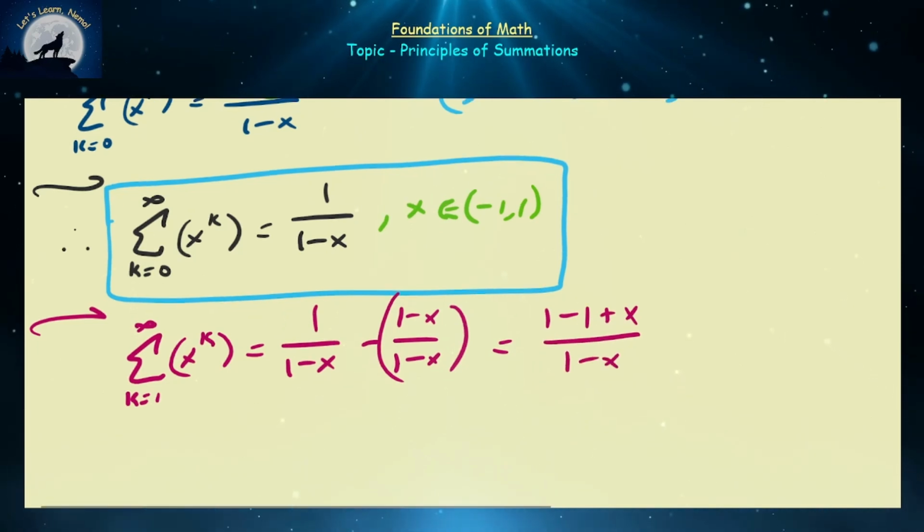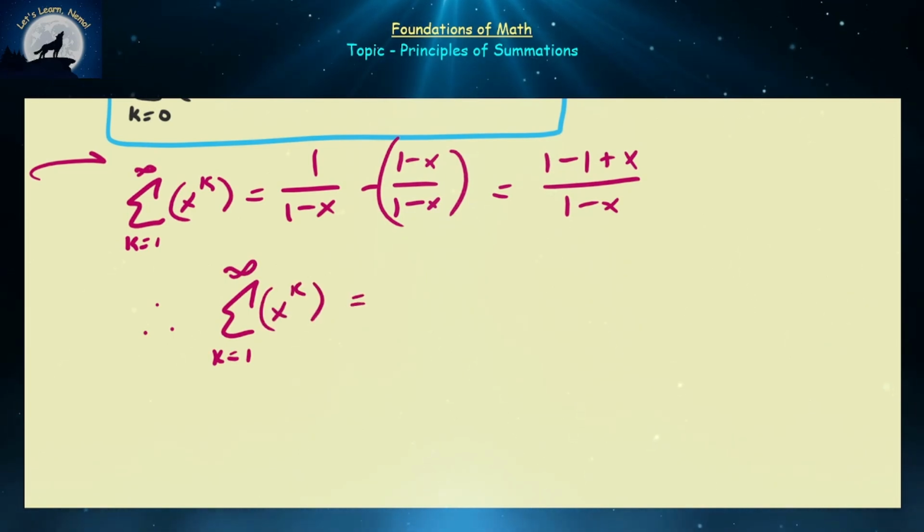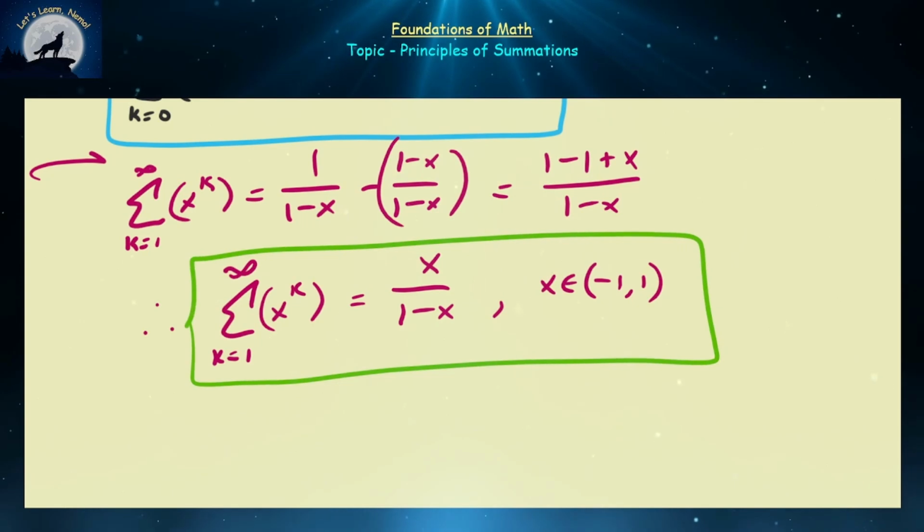We see that our 1's do cancel, so we get the final result that the sum from k equals 1 to infinity, the infinite geometric series with common ratio x, is just going to be equal to x over 1 minus x. And again, keep in mind that this is only true if x belongs to the open interval minus 1 to 1. So that's your infinite geometric series where the index starts at 1, not 0.